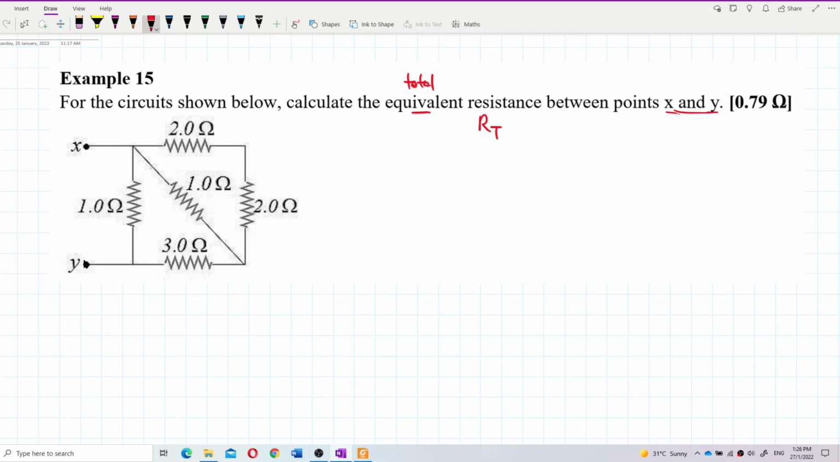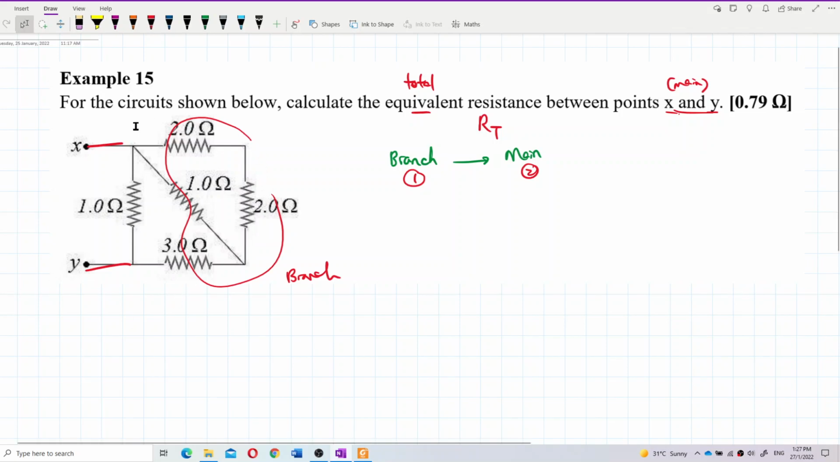Why I can say this X and Y is the main circuit. To solve this question, as I told you before, we always work from branch. Work from branch, then go to the main circuit. So right now we know that the main circuit is the XY, so the rest here is the branch. It is better if we redraw this diagram.